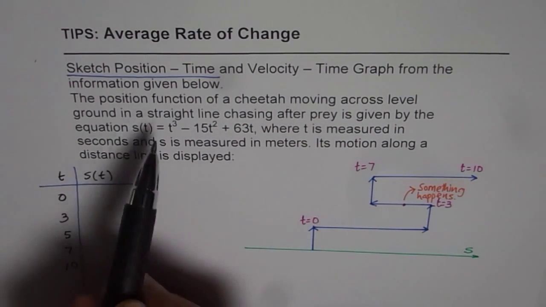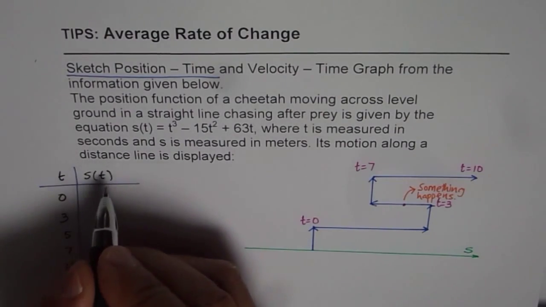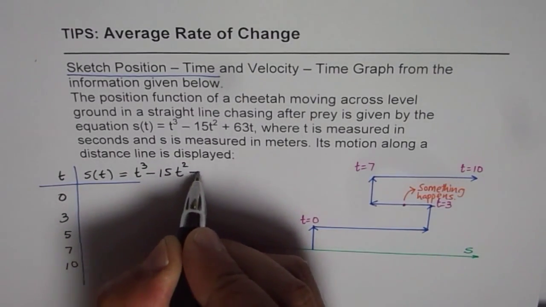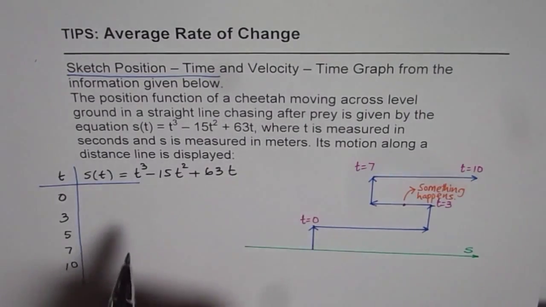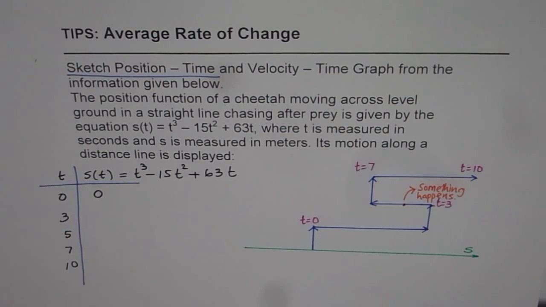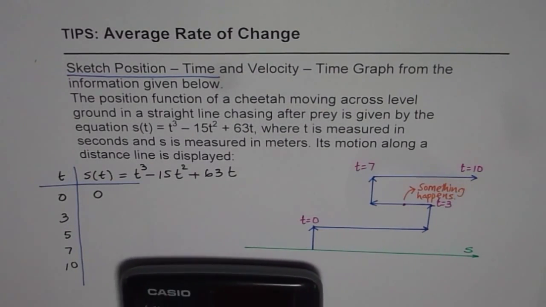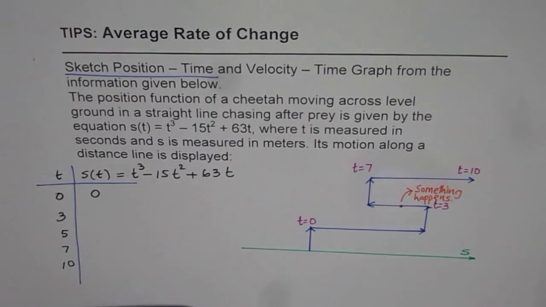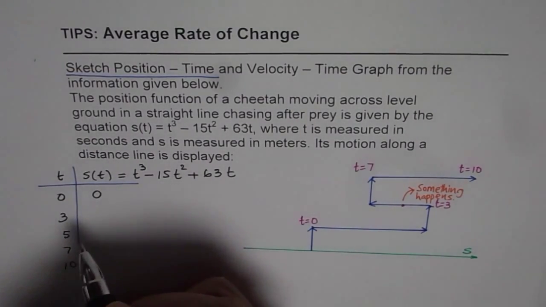First one is t equals 0. If I substitute 0 here, let me write down the equation clearly, which is t cubed minus 15t squared plus 63t. Now if t is 0, all the three terms will be 0. Therefore, we get 0 here. Now, for t equals 3, let me substitute t equals 3 and calculate. So we get 3 cubed minus 15 times 3 squared plus 63 times 3. That gives you a value of 81. So we can write for 3, 81.